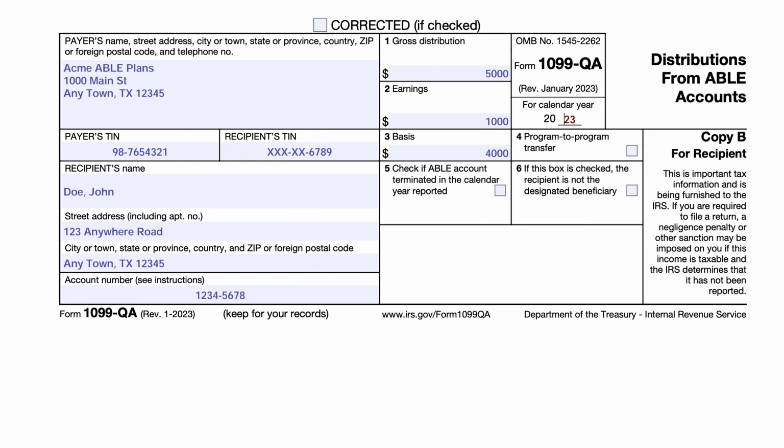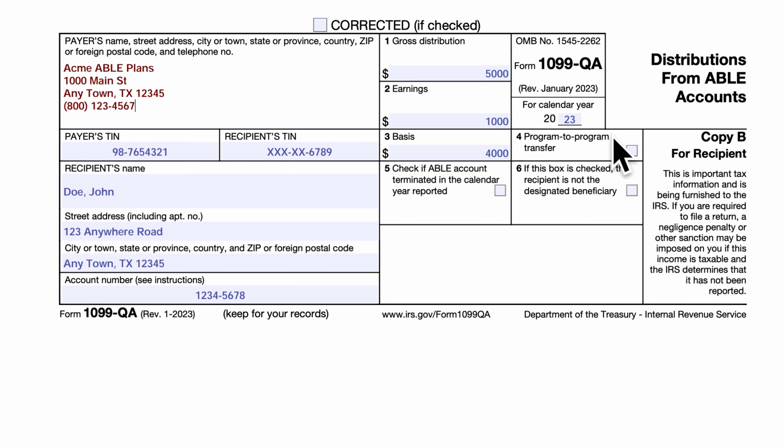So let's start with the left-hand side of the tax form. You'll see the payer's name and street address, city, state and town, and then also a phone number. In this case, our fictional company, Acme Able Plans, is established in the same hometown as our hero, John Doe. And they've issued this 1099-QA to report his distributions.